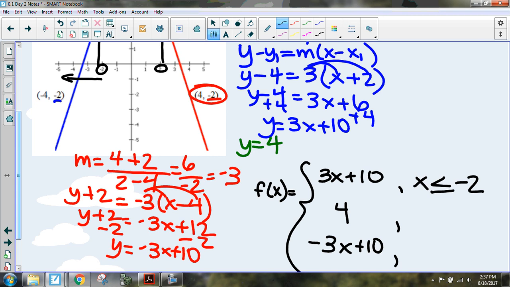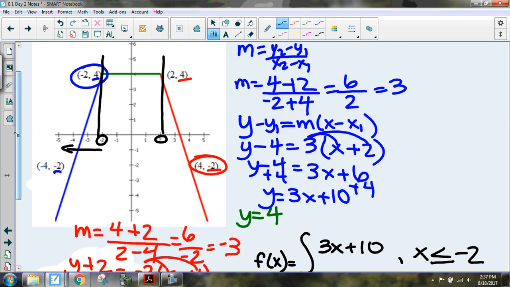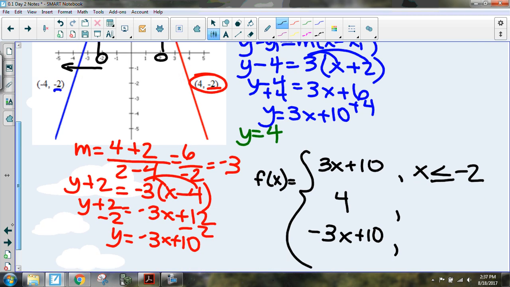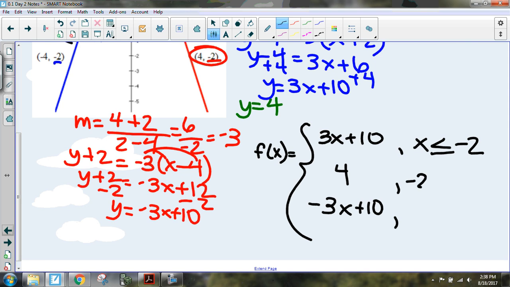Okay? The next one is just the green line, and it doesn't go on forever, so it's going to have two boundaries, negative 2 to 2. So we're going from negative 2 less than x less than 2. We don't want an equal sign by the negative 2, but we could put one at the other one. It just depends on what you want to do. If you want to leave them both without equal signs, then you put the equal sign in the third equation.